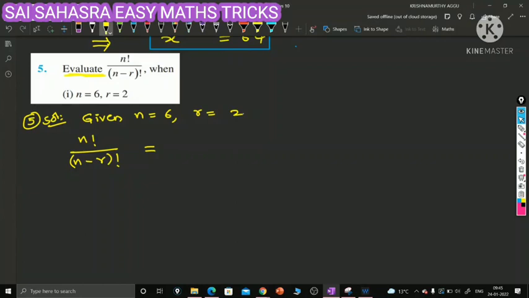So what you have to do? Substitute that n value and r value in this. N factorial means what we need to write? 6 factorial. That means in the place of n you write there 6. Next, n minus r means n value minus r value. Tell me what will come?